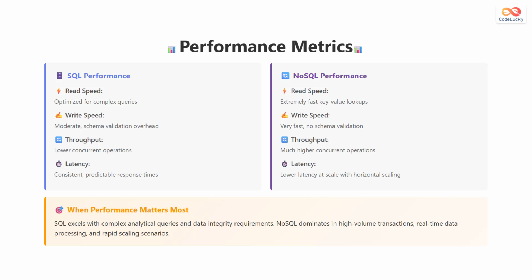NoSQL read speed for simple key-value lookups is extremely fast, returning data in milliseconds. NoSQL write speed is very fast because there's no schema validation overhead. NoSQL throughput is much higher, supporting thousands or millions of concurrent operations across multiple servers. NoSQL latency is lower at scale because horizontal scaling distributes the load.